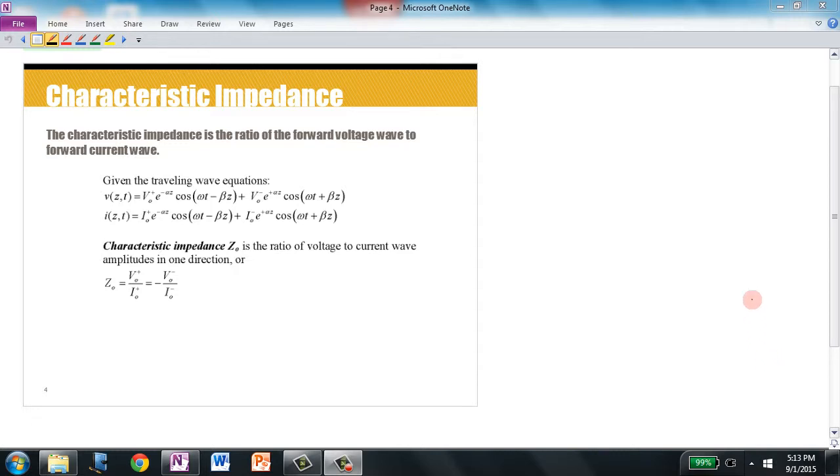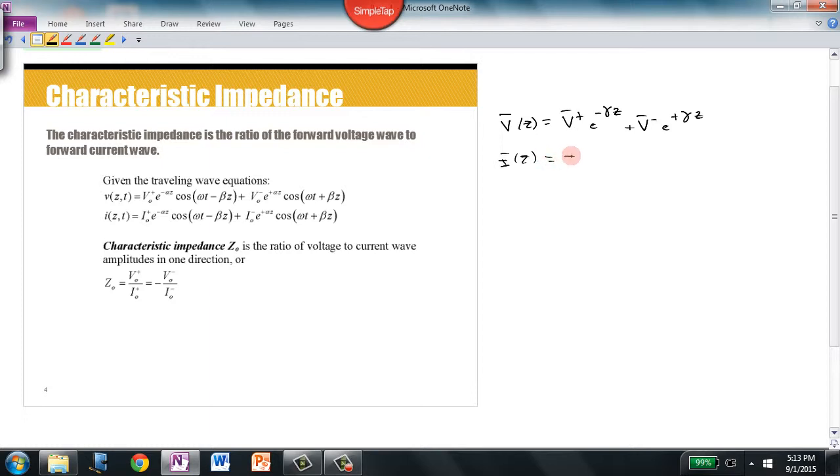In the video just previous to this, we established what we call the phasor form of the traveling wave equations. For voltage, that was V(z), the phasor voltage on the transmission line, equal to V bar plus e to the minus gamma z plus V bar minus e to the plus gamma z. And an analogous current phasor traveling wave equation existed that was just I bar plus e to the minus gamma z plus I bar minus e to the plus gamma z. This was in volts and this was in amps.